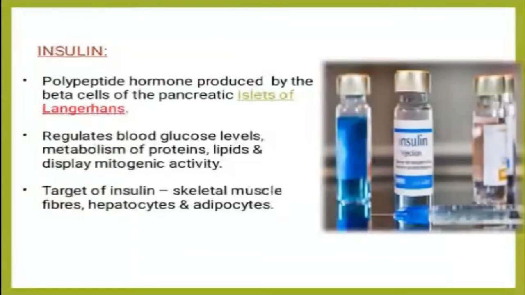Next, about insulin. Insulin is a polypeptide hormone produced by the beta cells of pancreatic islets of Langerhans. Insulin mainly regulates blood glucose level and is important in the metabolism of protein and lipid, and it displays mitogenic activity. The main targets of insulin include skeletal muscle fibers, hepatocytes, and adipocytes.